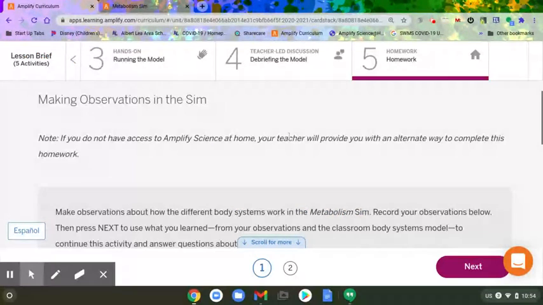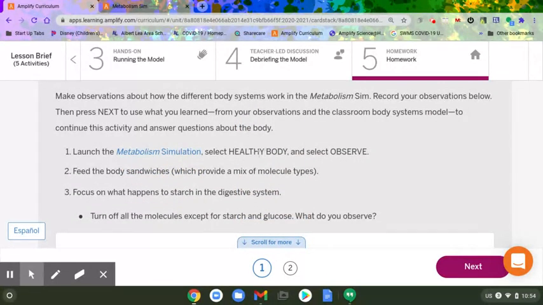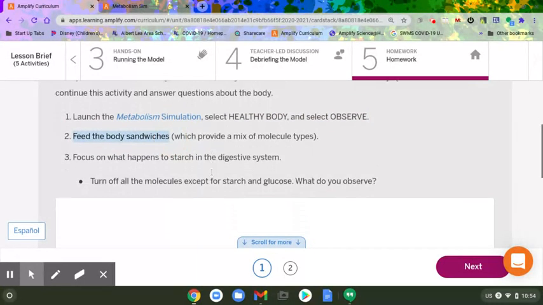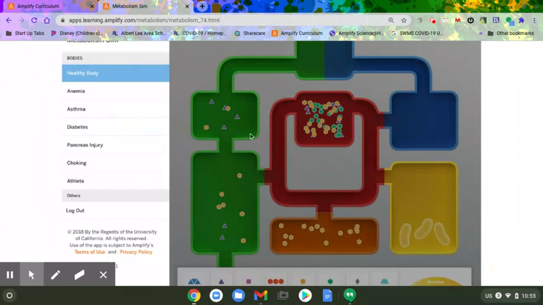Okay, so we are making observations in the sim, so you will have to be able to pull up the sim, and we are going to go ahead and select the healthy body to observe it, and we're going to just feed the body sandwiches only for the simulation. Do not feed it anything else that is optional to feed it, just sandwiches. And then we're going to pay attention to certain molecules and watch how they travel in the body. So from the moment that they enter your body, and then what happens to them, where do they go, what systems are involved.